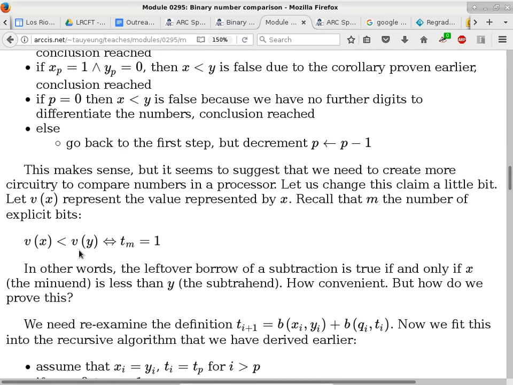Tm equals 1. What is Tm? What does T stand for in a binary subtraction according to the earlier modules that we have already explored? Did anyone read the binary subtraction thing? It was like the carryover for the subtraction. It's the borrow, exactly. It's the last borrow. It's the borrow from the most significant digit at the very end. Okay, that's borrow out. So what this is saying is, I'm claiming that the borrow out from a subtractor is a 1 if and only if the minuend is less than the subtrahend.